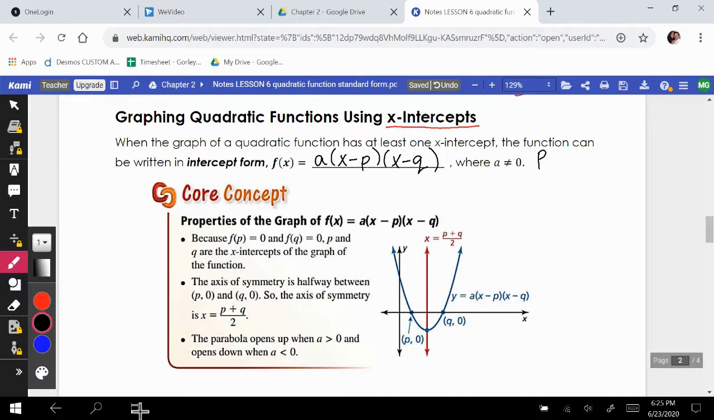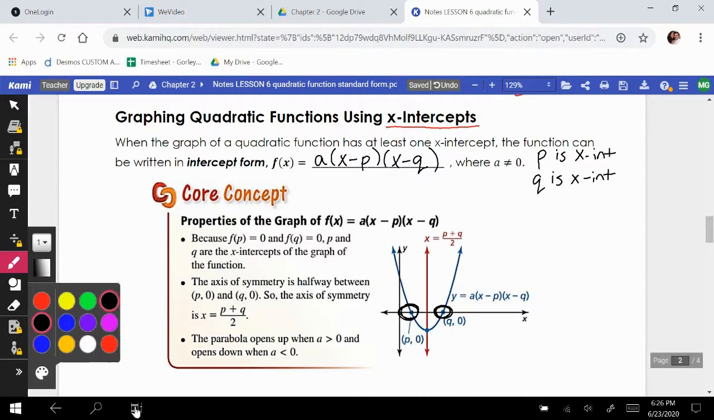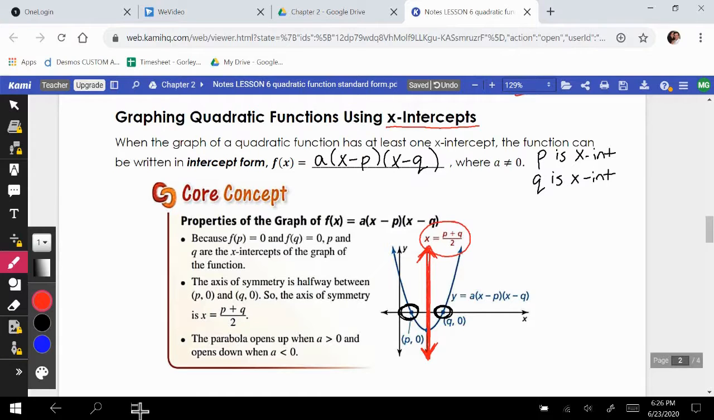Okay, p is an x-intercept, and q is an x-intercept. So if I look at this graph here, here's your x-intercept (p, 0), here's your x-intercept (q, 0). And you can see that directly in between those two x-intercepts, we'll have the axis of symmetry. Normally we can just count to figure out what's right in the middle of those two x-intercepts. But if you would like an equation, you're just averaging those two values. So if you add them up and divide them by 2, the average of those two values will get you the x value right in the middle.